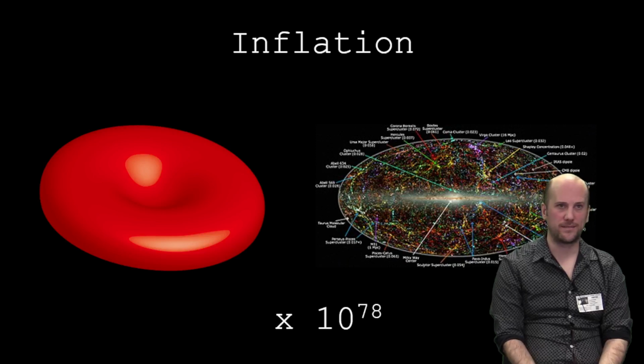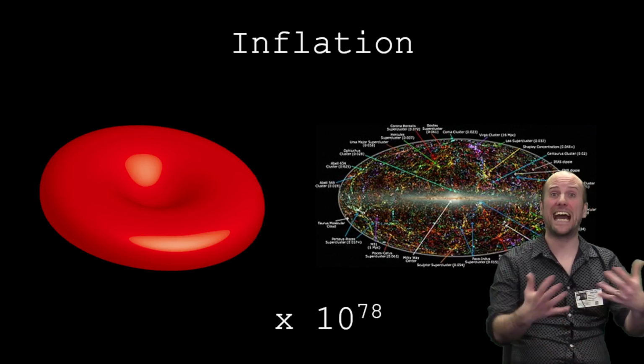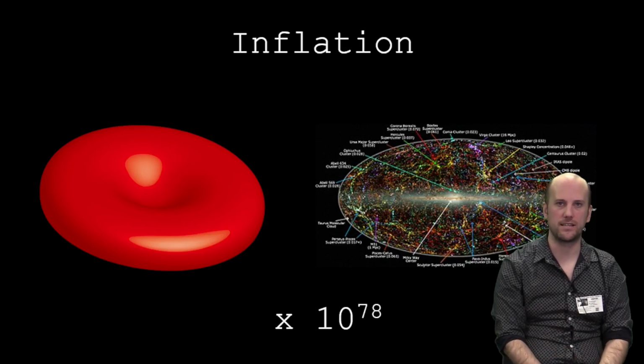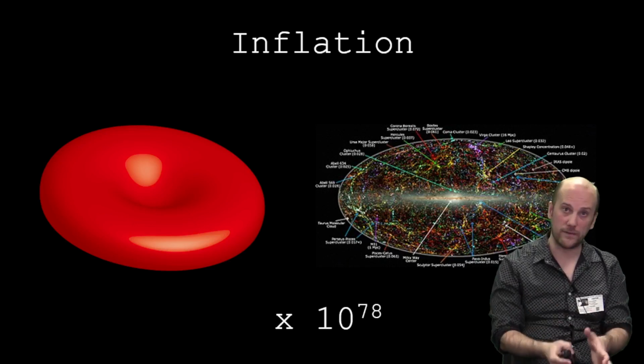Let's put that into context. Imagine taking a red blood cell from your body, the ones that carry the oxygen around. Take one of those tiny red blood cells and make that the same number of times bigger, 10 with 78 zeros after it. If you were to do that, that red blood cell would now be bigger than the entire observable universe. We are talking about a huge jump in size in a very short amount of time.